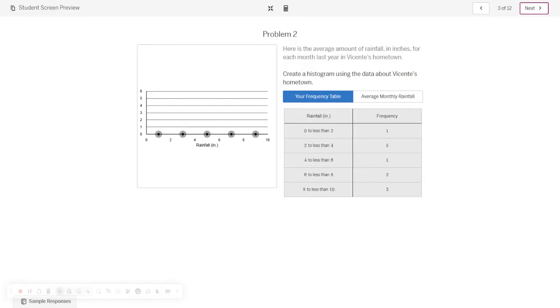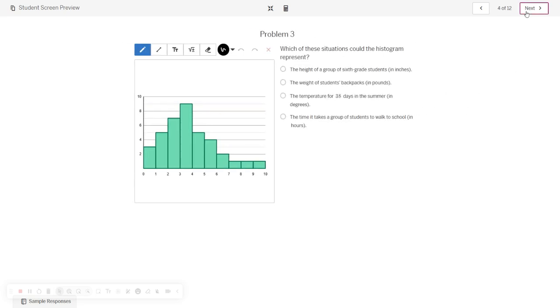Then I'm asked to make that into a frequency table using that. So I just go up 1, I go up to 5. It's so easy when you've got a nice little plot graph like this. Boom, done. Next.